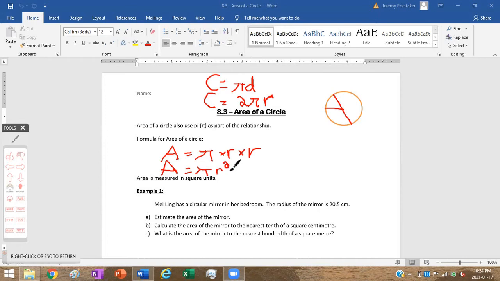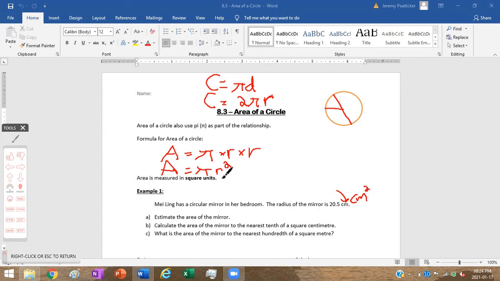What does that squared mean? Well, the little 2 means that we multiply the radius by itself. Not pi times r times pi times r, but the radius times itself multiplied by pi. Area is always measured in square units, and so our units, for example in this question here, are going to be centimeters squared.